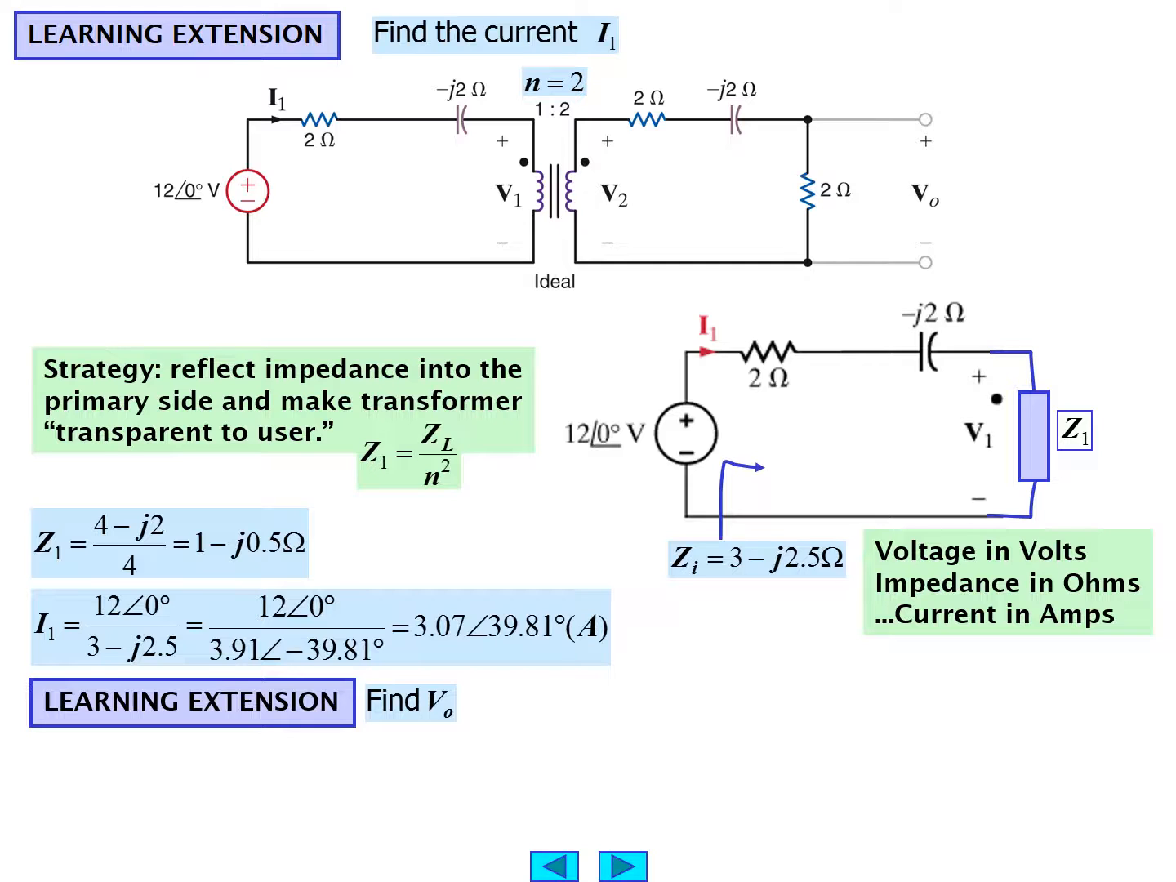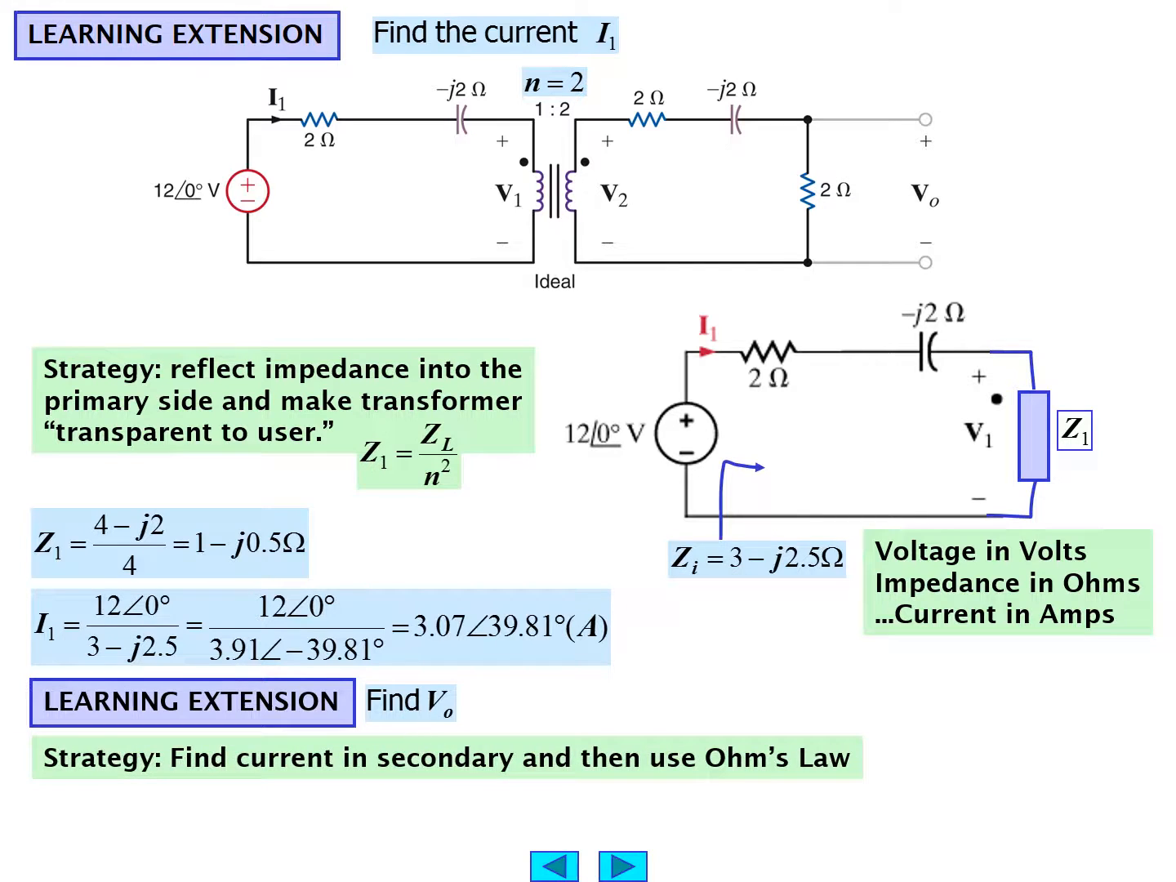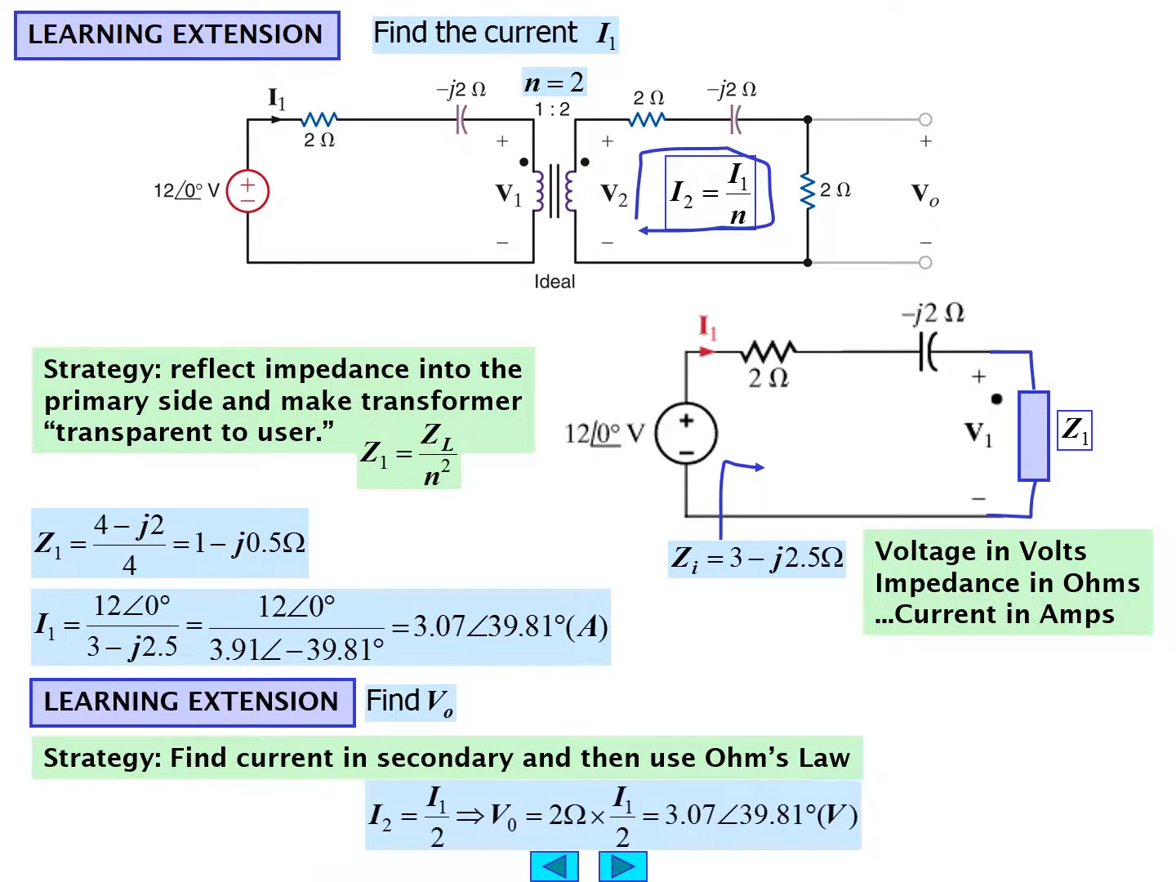As a learning extension for the same problem, let's find V0. Let's find the current in the secondary, which is just a secondary mesh circuit, and then use Ohm's law to calculate V0. Well, the secondary current I2 is I1 divided by N. It's one of our transformer equations. So I2 is I1 divided by 2, and V0 is equal to 2 ohms times I1 over 2, which is I2. So our answer comes about from the calculation that we did get for I1 and the 2 ohm resistor, which is the only impedance that we do need in order to find V0.